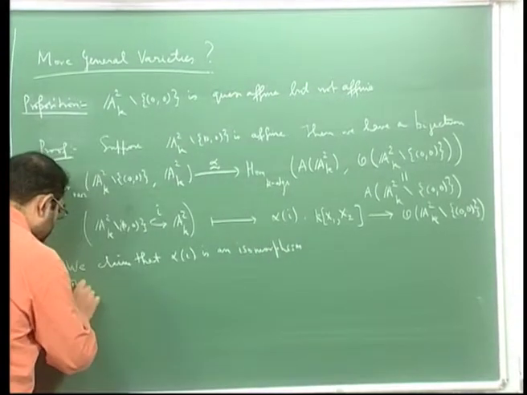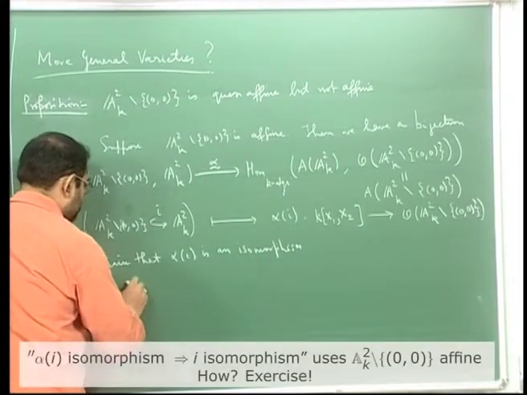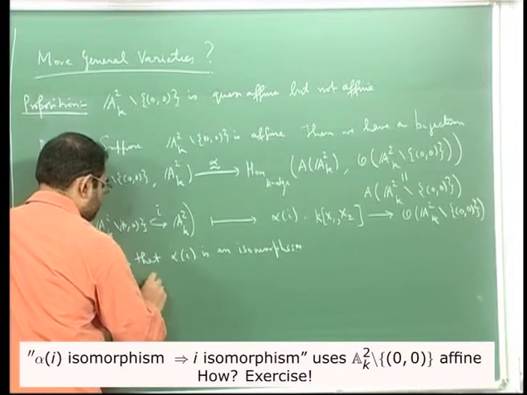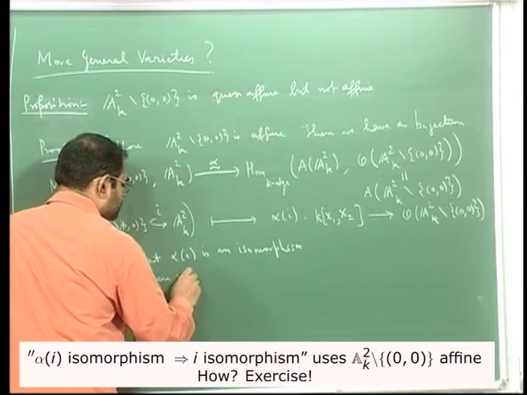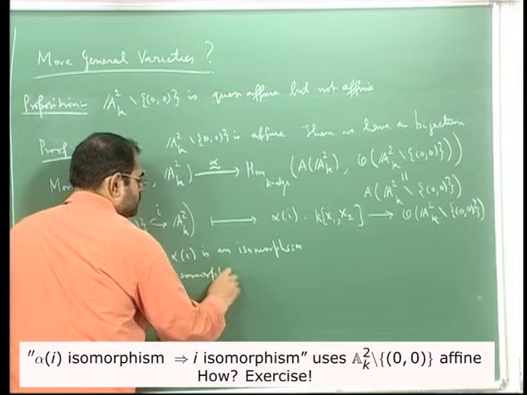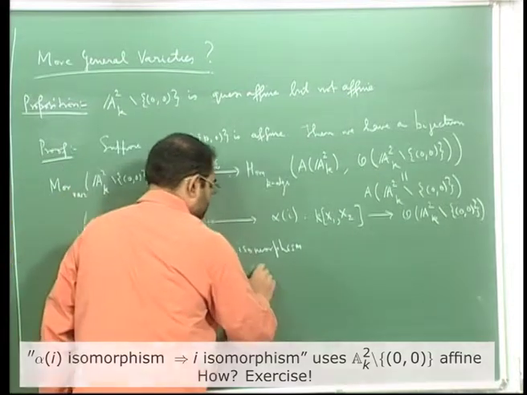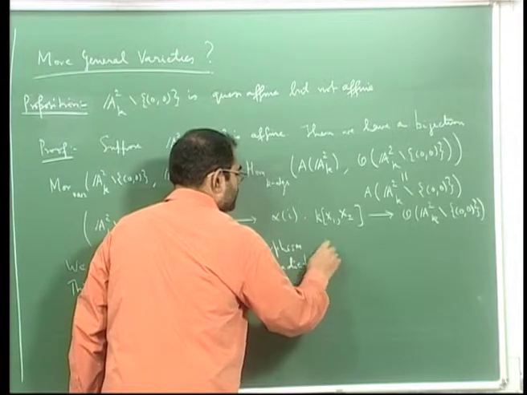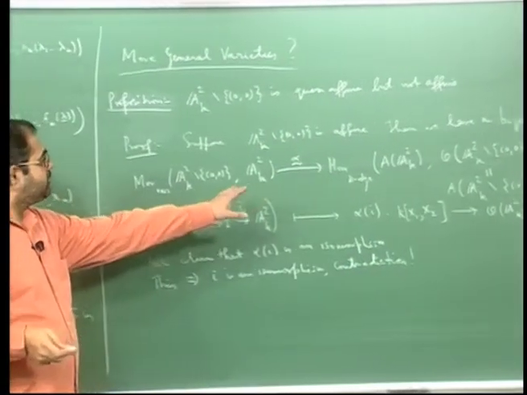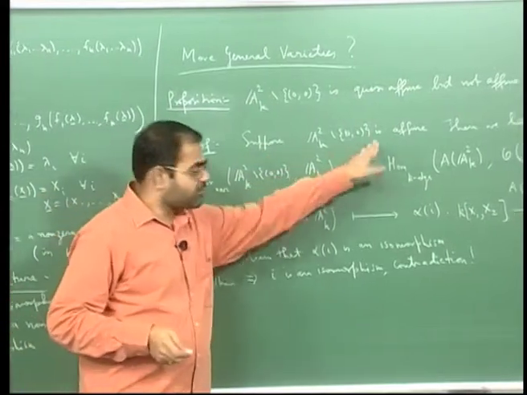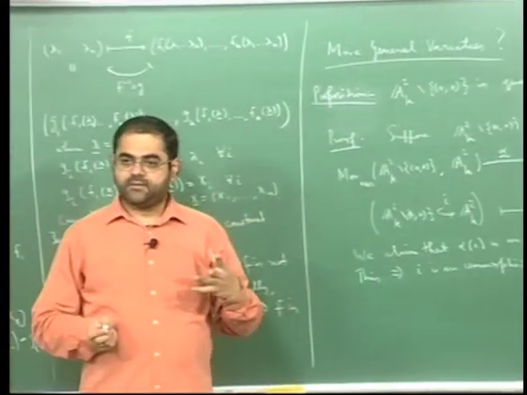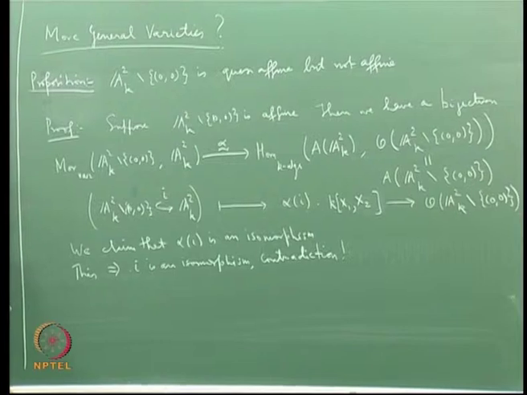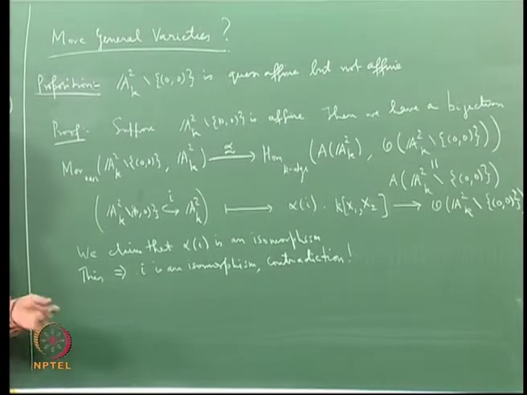This would imply that I is an isomorphism. And that is a contradiction. So this contradiction will prove that our original supposition, that the punctured plane is affine, is wrong. Okay, so this proof proceeds by contradiction, right.